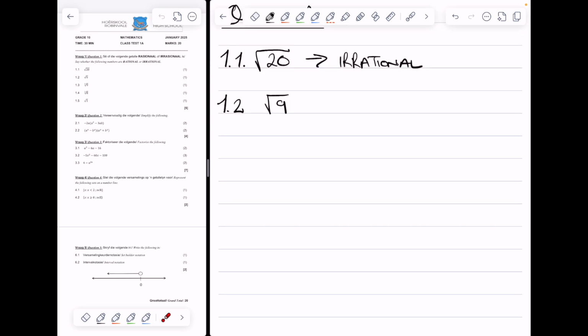1.2, the square root of 9, of course, is equal to 3, which is a rational number, so that is pretty straightforward. Rational.